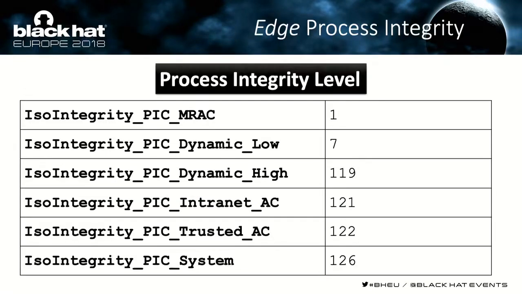Before we talk about the access check, here is a description of Edge process integrity level. We know Windows has integrity levels such as low, medium, and high, and all app containers are low integrity. But in order to limit privileges even further, Edge also has its own integrity levels. This is related to the restricted name. For example, the Internet AC process's integrity level is 1, which means MRAC.